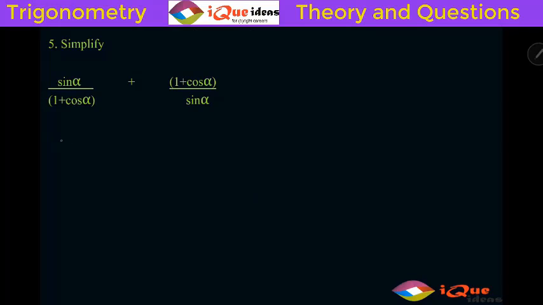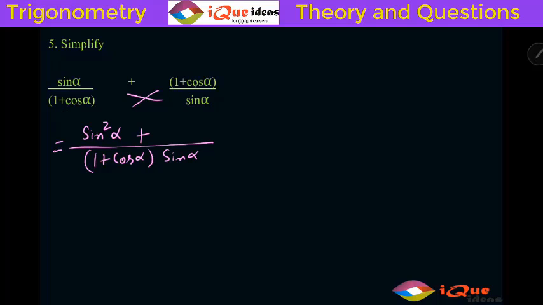Alright, let's do the simple process. Let's take LCM of these two expressions. It will be (1 plus cos alpha) into sin alpha, and in numerator it will be cross multiplication, so it will be sin alpha into sin alpha, that is sin square alpha, plus (1 plus cos alpha) into (1 plus cos alpha) will be (1 plus cos alpha) whole square, right? So it will be equal to sin square alpha plus (1 plus cos alpha) whole square.